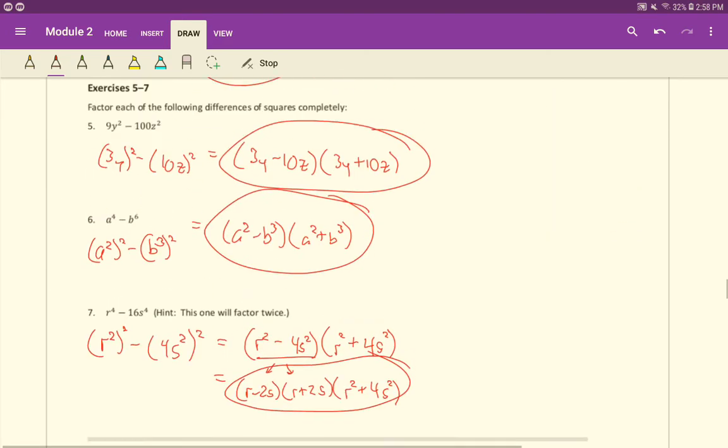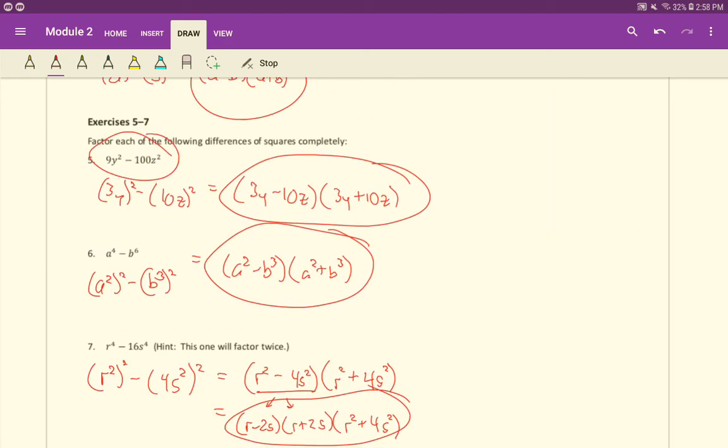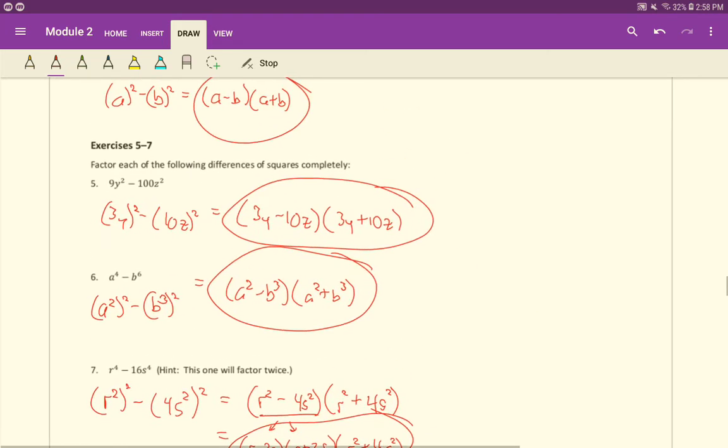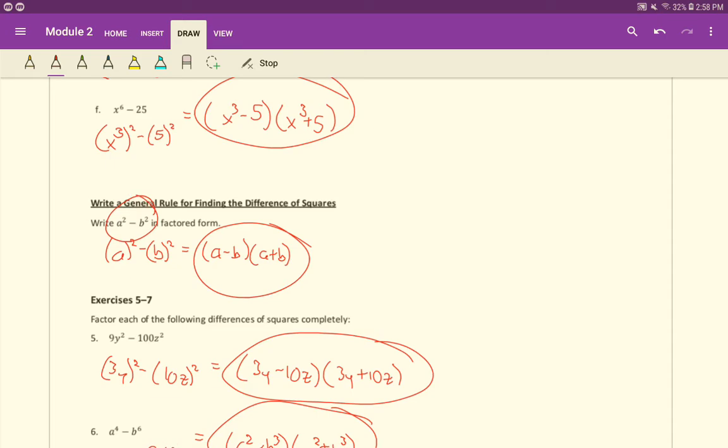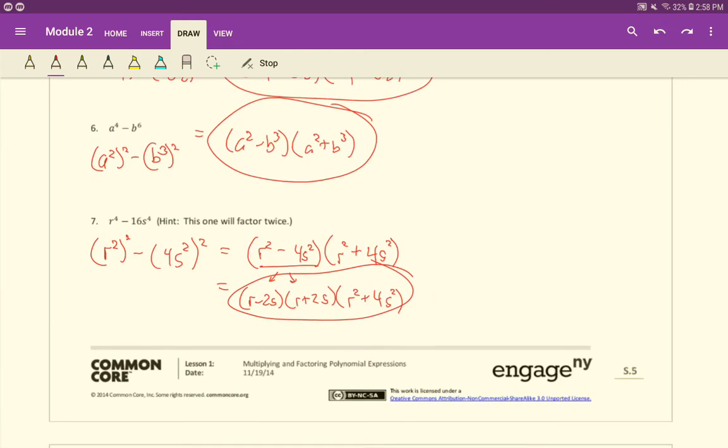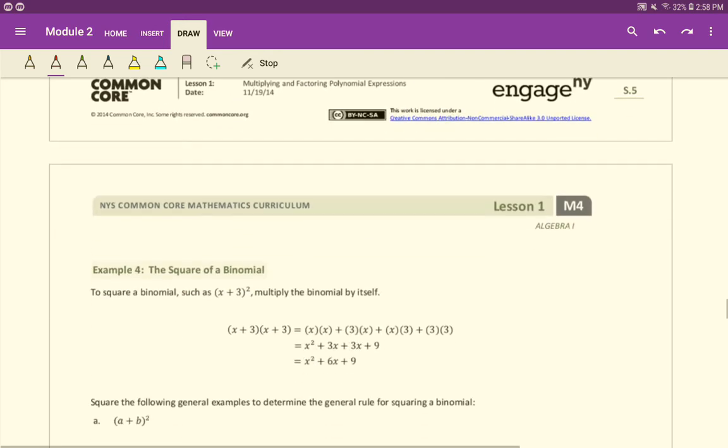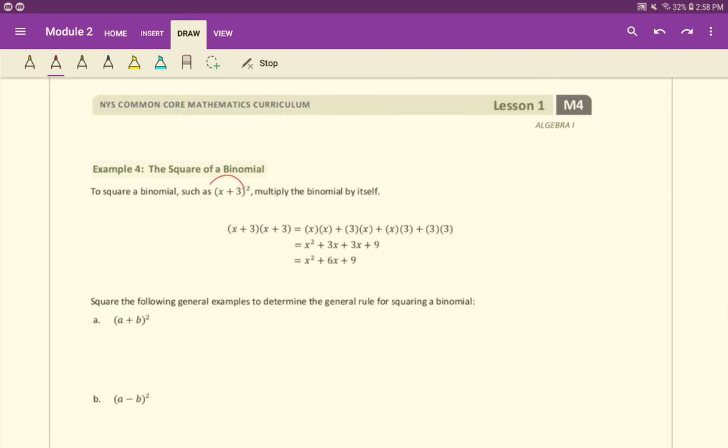Okay? So here we factored differences of perfect squares, and we came up with a general rule here where if you have a squared minus b squared, that will always factor to a minus b times a plus b. So now we'll see what happens when we take a single binomial and square it, like x plus 3 squared. Okay, so first of all, be careful here. A lot of students will make an error. When they see this, they'll think, oh, easy, x squared plus 3 squared, which is x squared plus 9. But that is not the case.